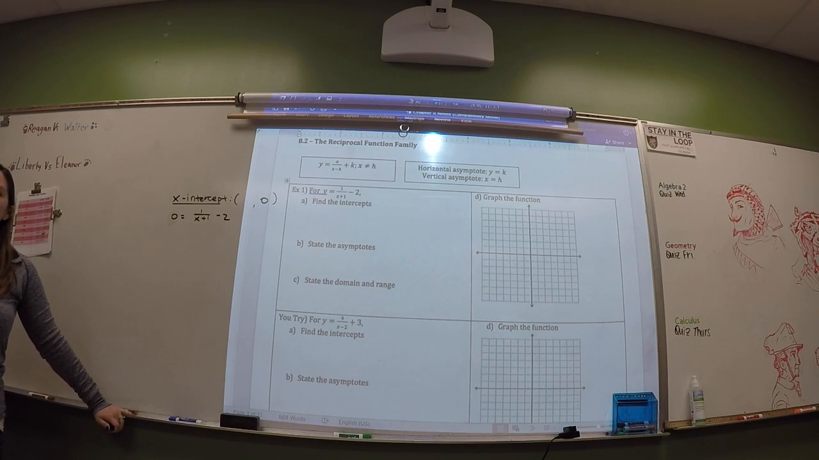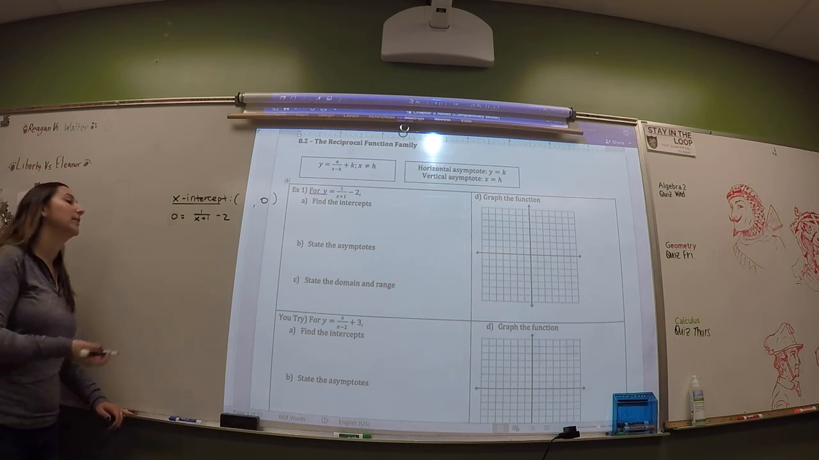Now, do all functions have y or x intercepts? No. Some functions don't have x and y intercepts. Sometimes they'll only have one, or sometimes they'll have both, or sometimes they won't have either. So just keep that in mind.